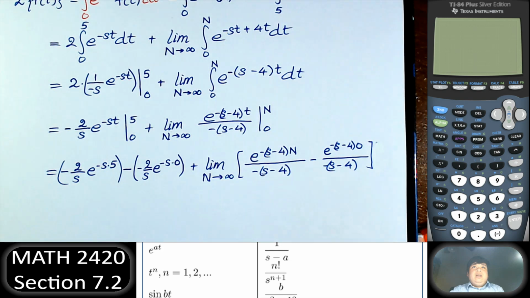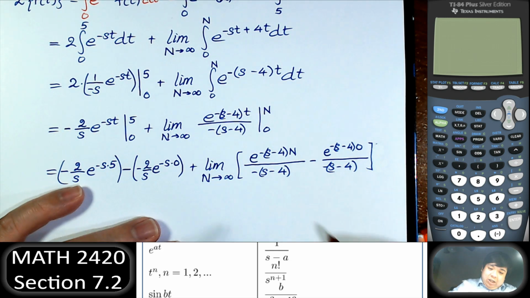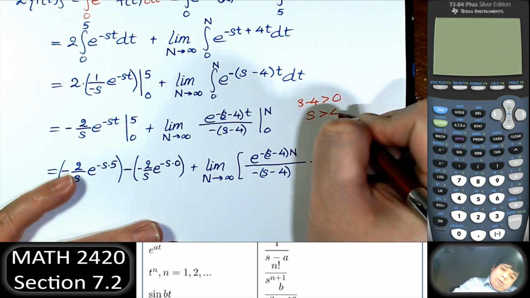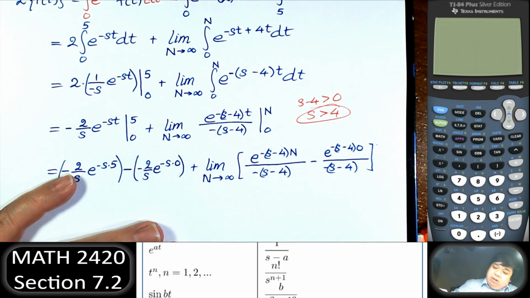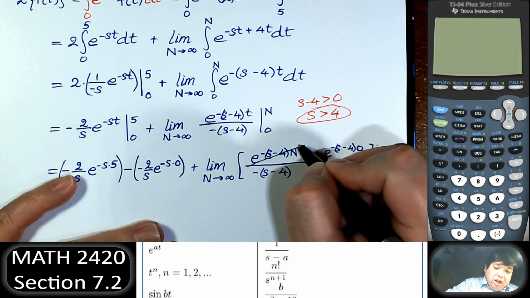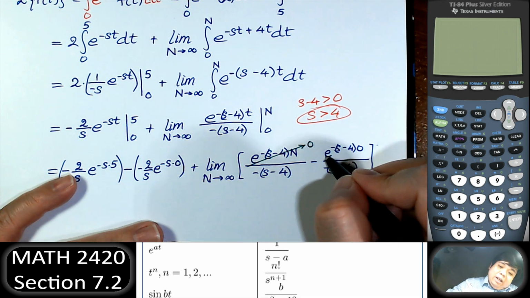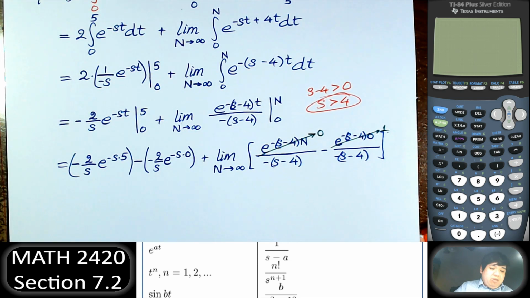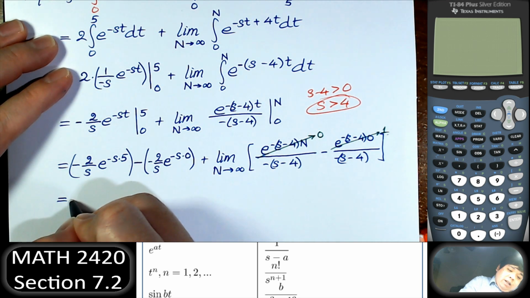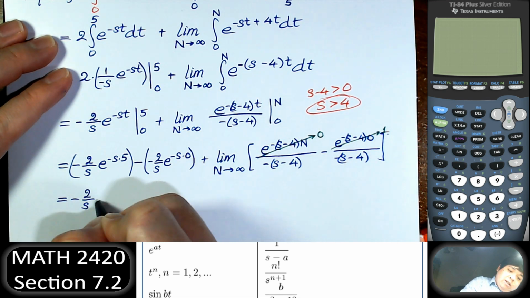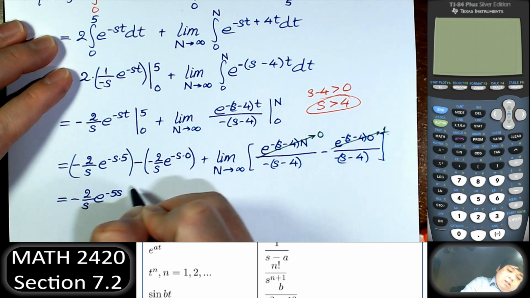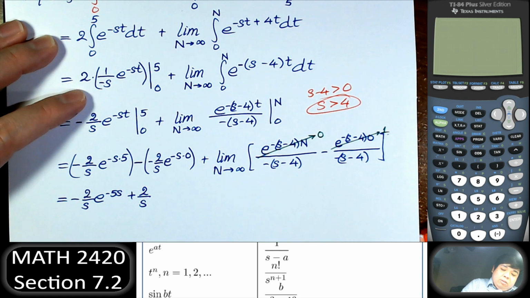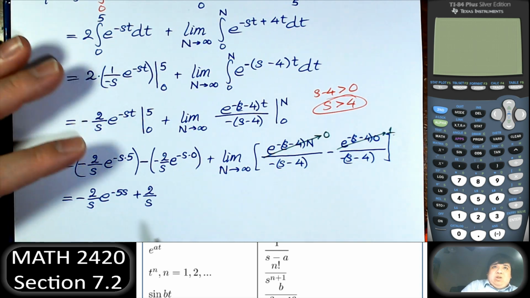Right. Now if we assume, once again, s minus 4 greater than 0, or s greater than 4, so this is positive, so we can say that the term e to negative infinity goes to 0, and e to the 0 power is 1. And so when we simplify everything, we will have negative 2 over s e to negative 5s minus negative is a plus 2 over s e to the 0 power is 1. So that's all we have.